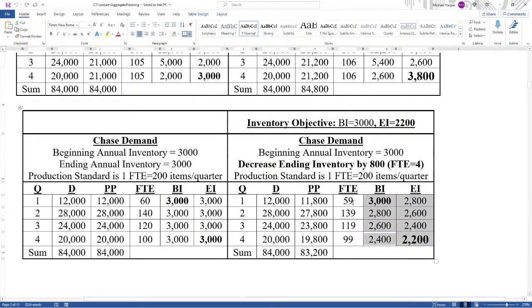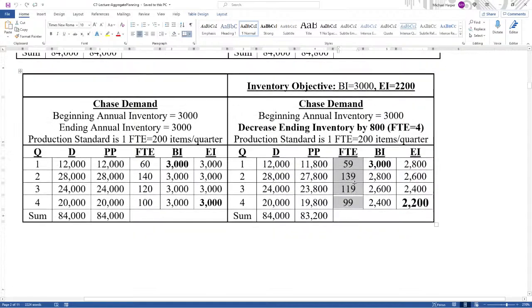Now notice I went through this is a chase demand production plan with a strategy with the inventory objective. But notice in this case, our demand and production are not equal. So what defines chase demand? It's the FTE. And how does the FTE chase demand look? Well, the variability in the demand is completely contained in the capacity of FTE. That's a chase demand strategy.